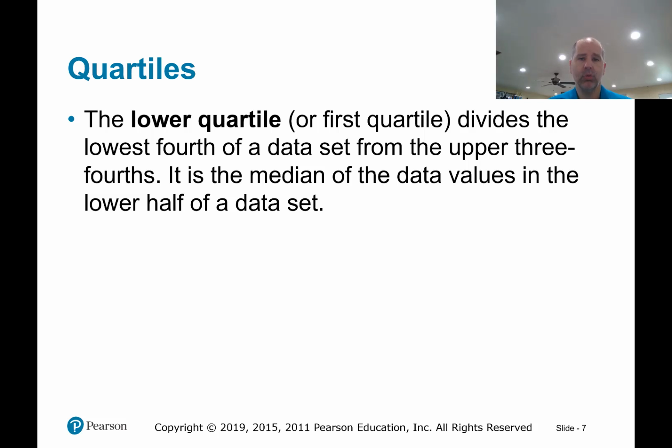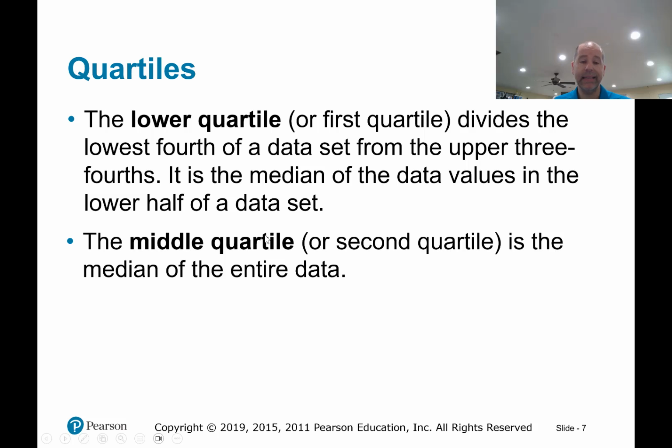So how do we get these quartiles? Really easy. The first thing is you have to split the data in half, so you have to find the median. And then to find the other quartiles, you have to divide the upper half and the lower half into 2 equal pieces. And then you have your quartiles. So the lower quartile divides the lowest fourth from the upper 3/4. So it's the lower 25%. And the lower quartile is the median of the lower half of the data set. That's the easiest way to find it. It's the median of the lower half.